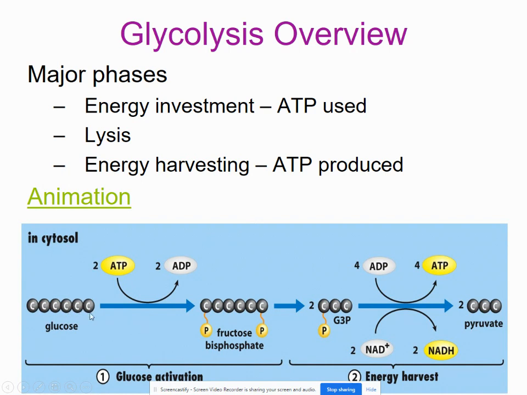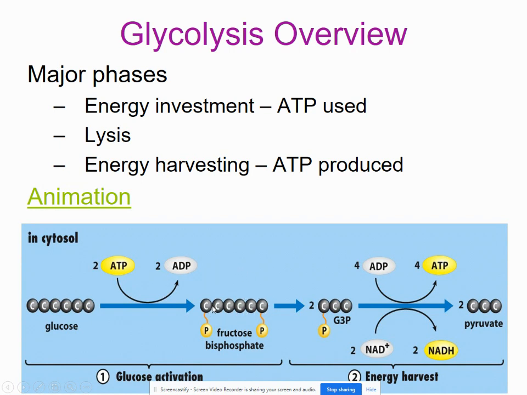We have a 6-carbon glucose, and we're going to invest 2 ATP. Remember, a little kinase is going to come in, and this is about 4 steps, but we're going to simplify it to 1. So we go from a 6-carbon glucose to adding 2 phosphate groups onto this glucose, and this has now become fructose biphosphate, or you could just call this a phosphorylated 6-carbon sugar. I would be fine with that.